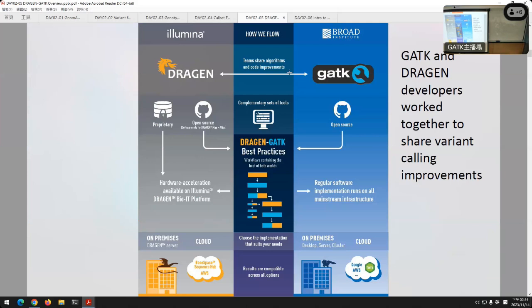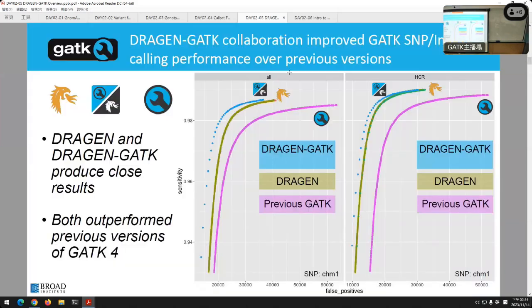I'll mention some at the end, independent advances we've made that they haven't, but there's a lot of cooperation there. And the goal with that, because Dragon still has their hardware optimized software, is that with DRAGEN-GATK, you'd still be able to run it somewhere else, not on this super expensive hardware, and you'd still get results that are directly comparable. I'll talk about what it means again to be comparable. Dragon and DRAGEN-GATK now do produce very close results, and they actually outperform classic GATK.